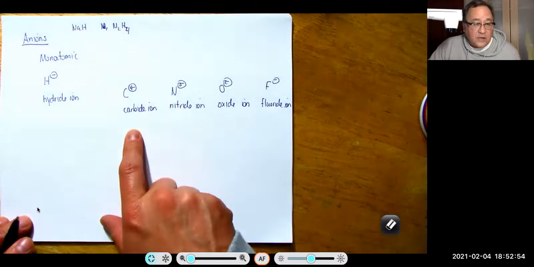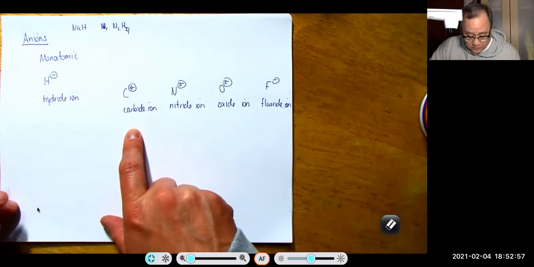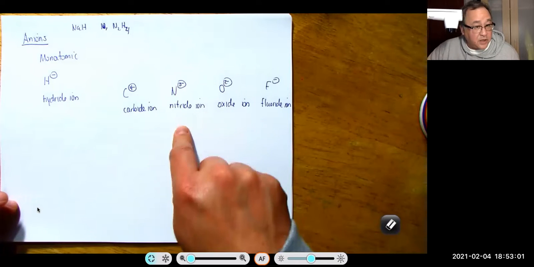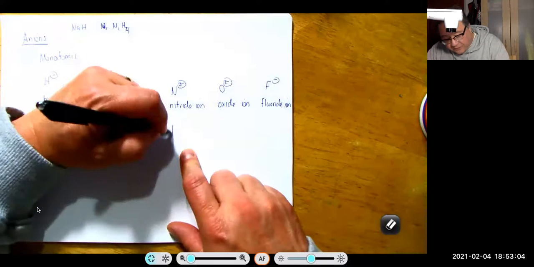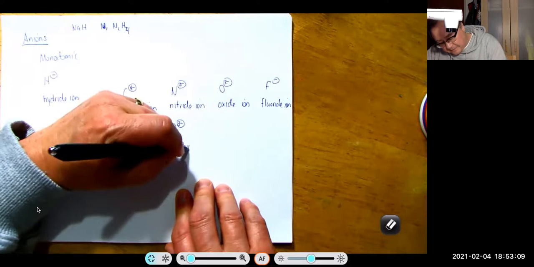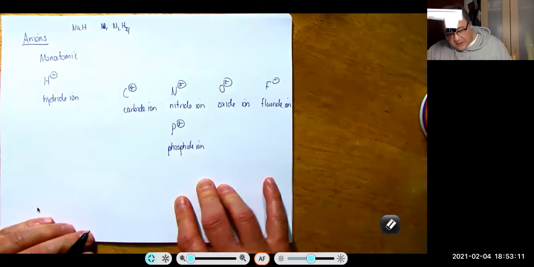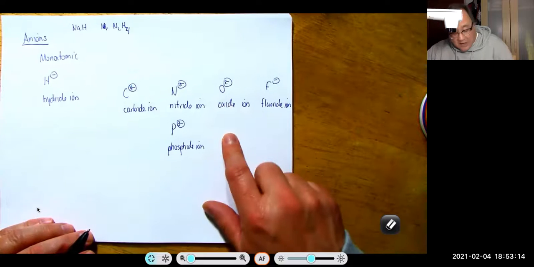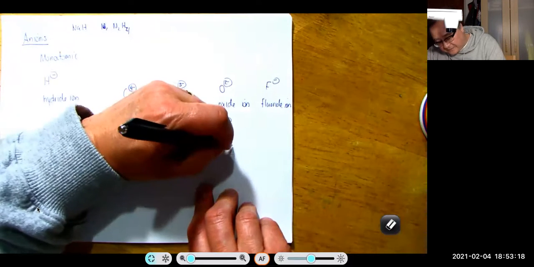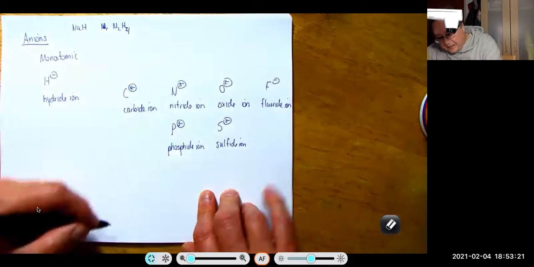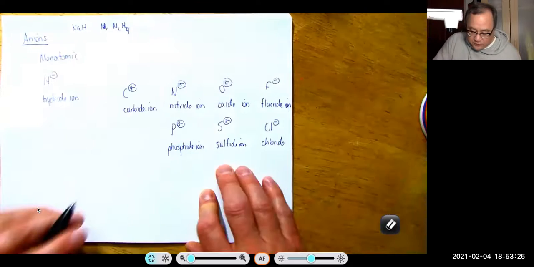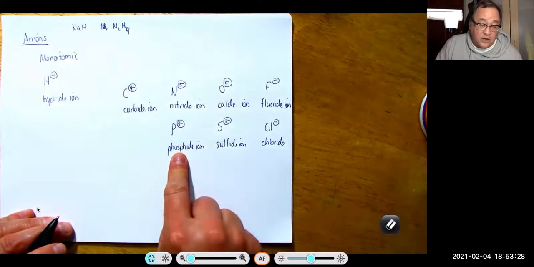There is no non-metal below carbon, so there's no ion we need to worry about here. There is a non-metal below nitrogen. It's phosphorus. It forms a -3 charge, and it's called phosphide ion. And then there is a non-metal below oxygen, that's sulfur. It forms a -2 charge, which is sulfide ion. And then we have chloride ion. So you can see that in the groups, they form the same charge on their anion.